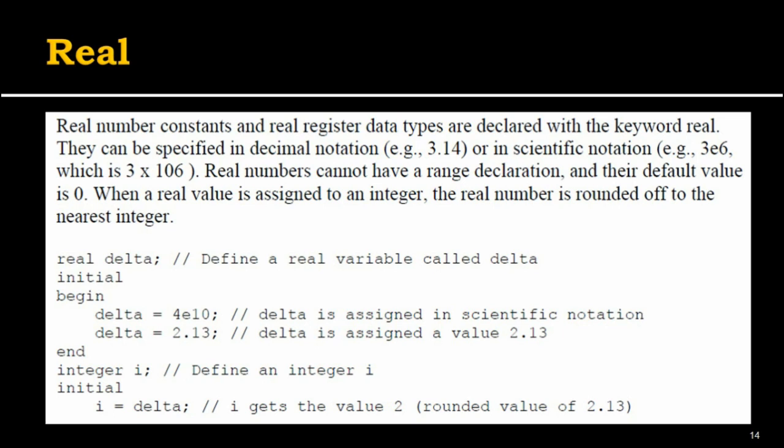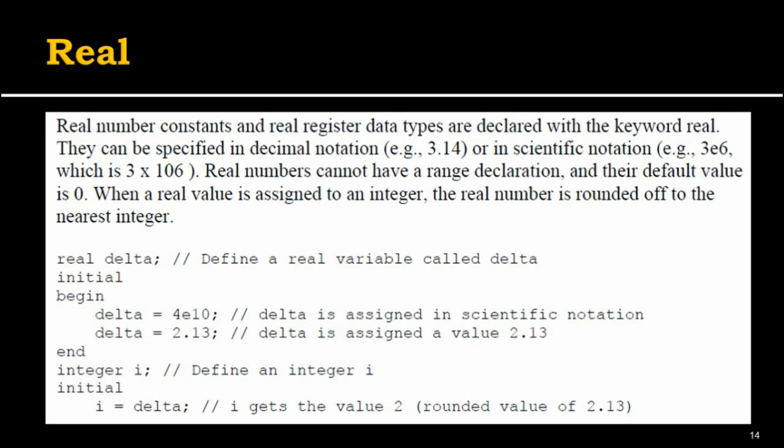Okay, a real is a constant or real data register declared with the keyword real. It can be used to specify decimal notation or scientific notation. The real number cannot have a range declaration. That is an important point.